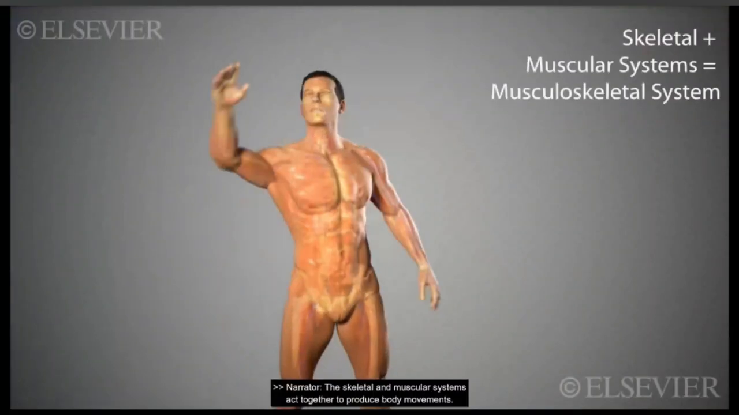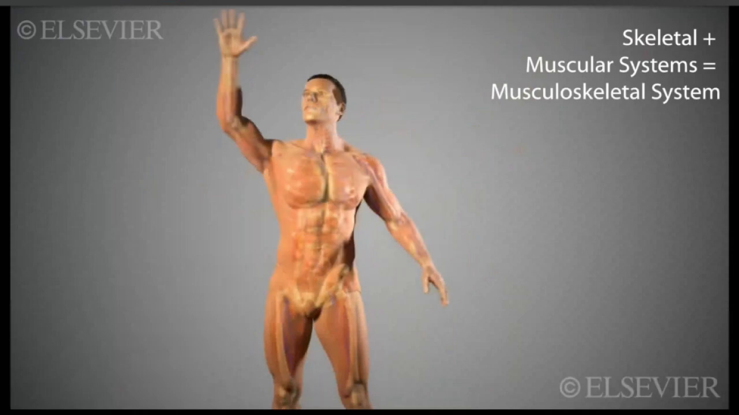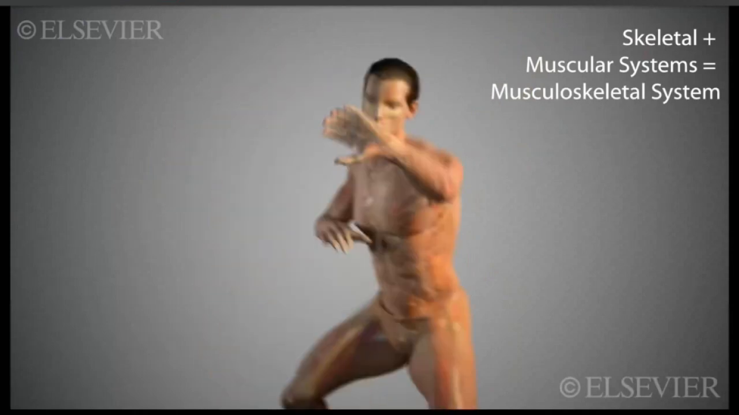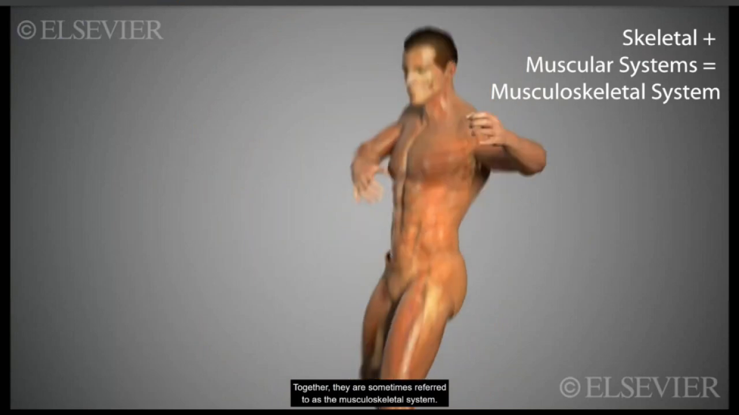The skeletal and muscular systems act together to produce body movements. Together, they are sometimes referred to as the musculoskeletal system.